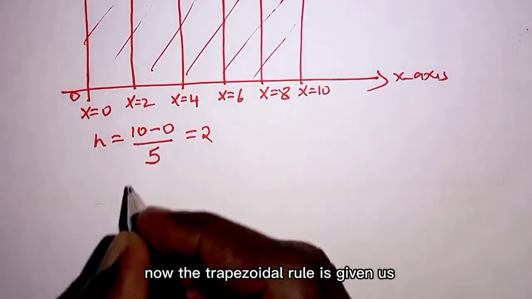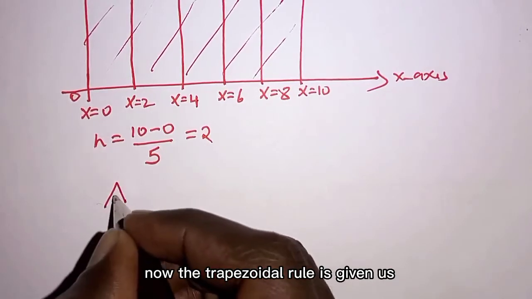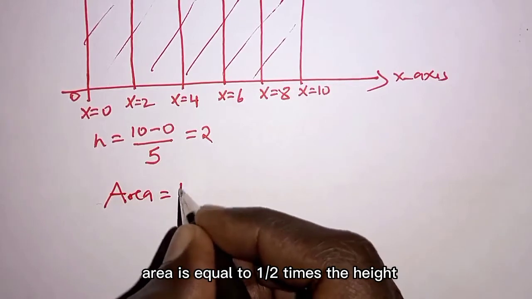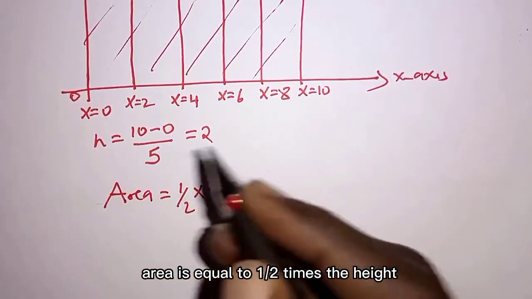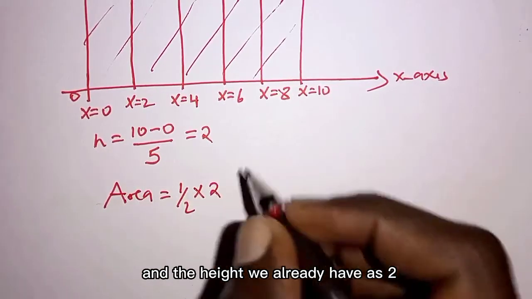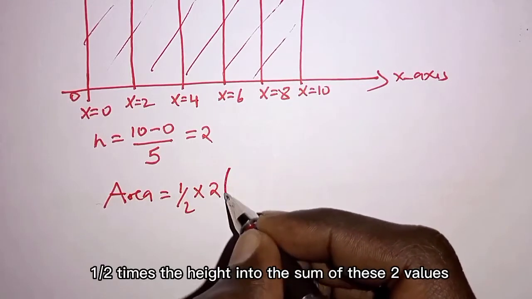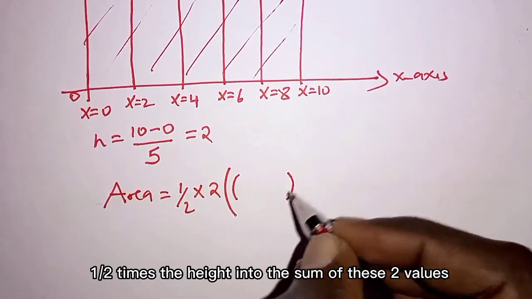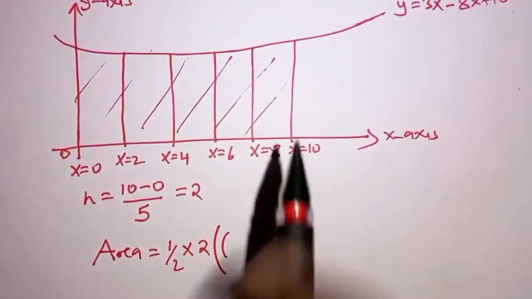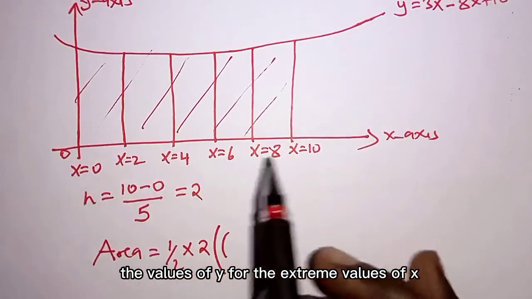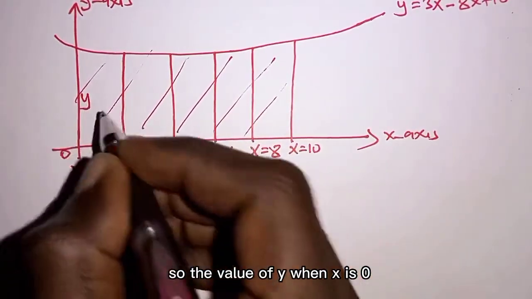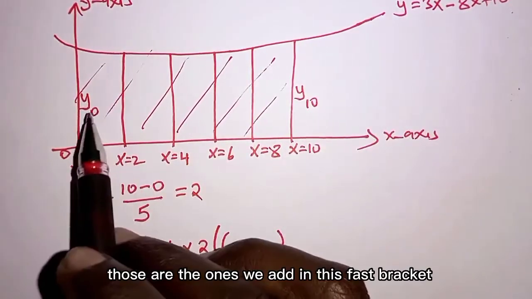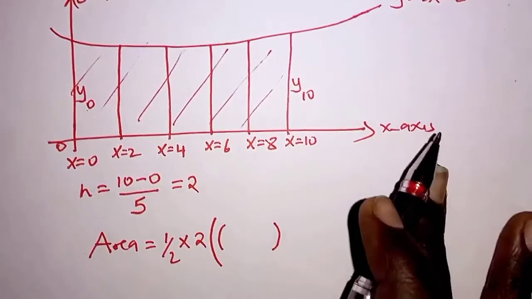Now the trapezoidal rule is given as area = a half times the height, and the height we already have as 2, a half times the height into the sum of the values of y for the extreme values of x. So the value of y when x is 0 and the value of y when x is 10. Those are the ones we add in this first bracket.